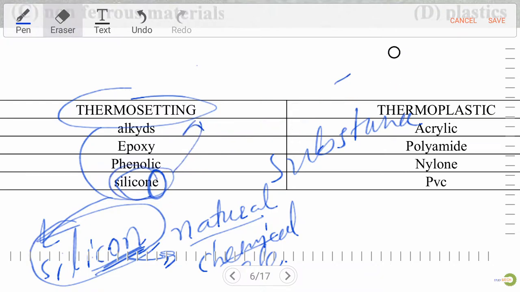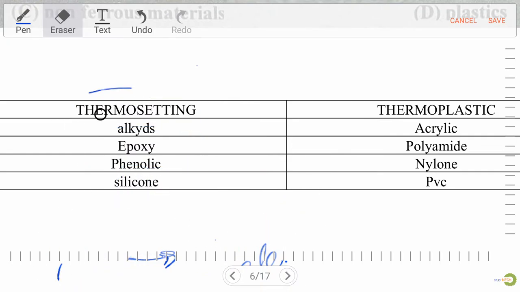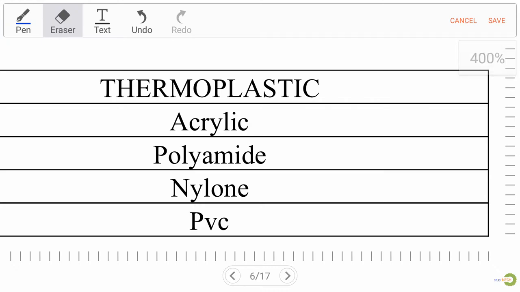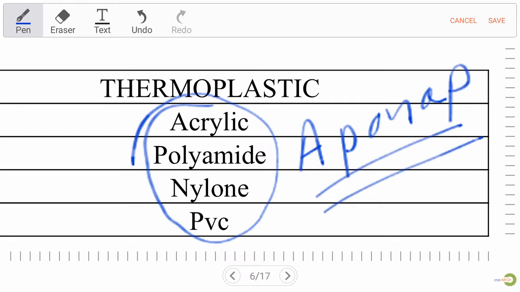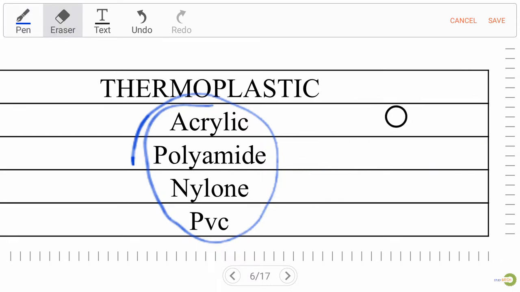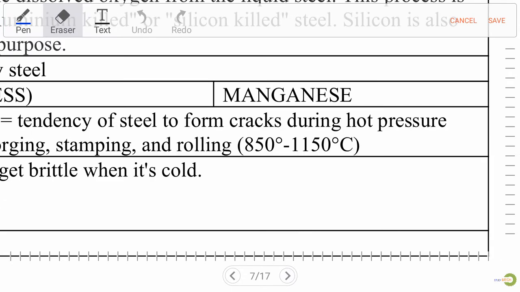Now let's see the examples of thermoplastic. We must remember all these examples: acrylic, polyamide, nylon, and PVC. To remember, the short trick is API. So you can also develop your own tricks. Now let's move to the next detail.